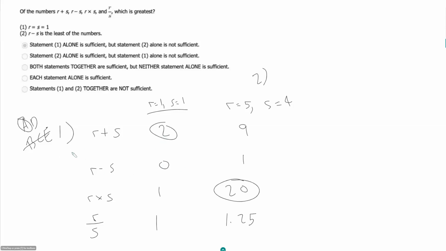Based on that, the second statement is not going to be sufficient. And so A is the answer.